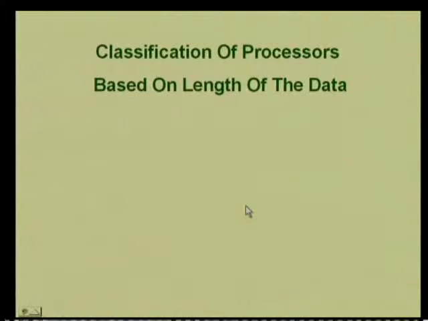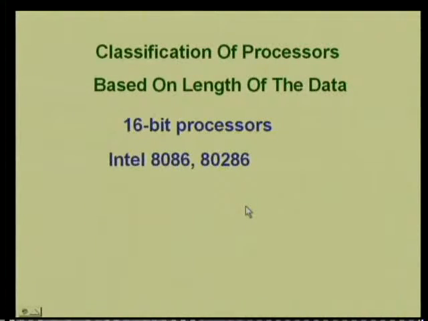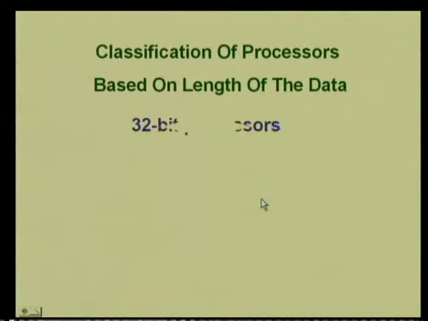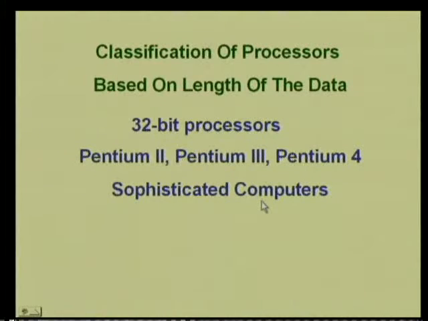Then advanced processors are 16-bit processors. So these processors can process 16-bit data at a time. Intel 8086, 80286 are some of the 16-bit processors, they are used in computers. The more advanced processors are 32-bit processors and 64-bit processors. Pentium 2, Pentium 3, Pentium 4 are 32-bit processors which are used in sophisticated computers.